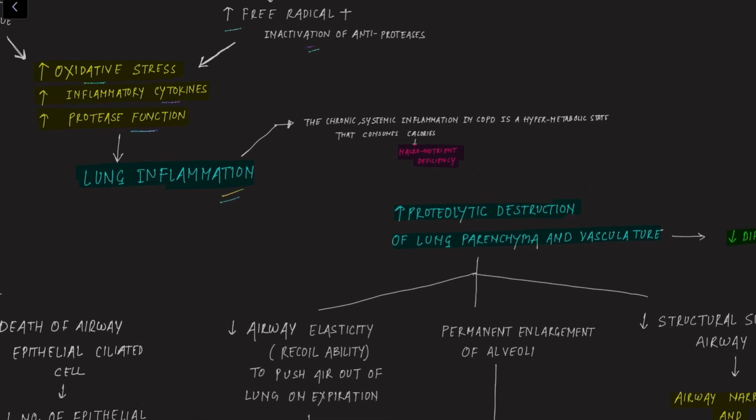Chronic systemic inflammation in COPD is a hypermetabolic state that consumes calories, so the patient presents as macronutrient deficient.